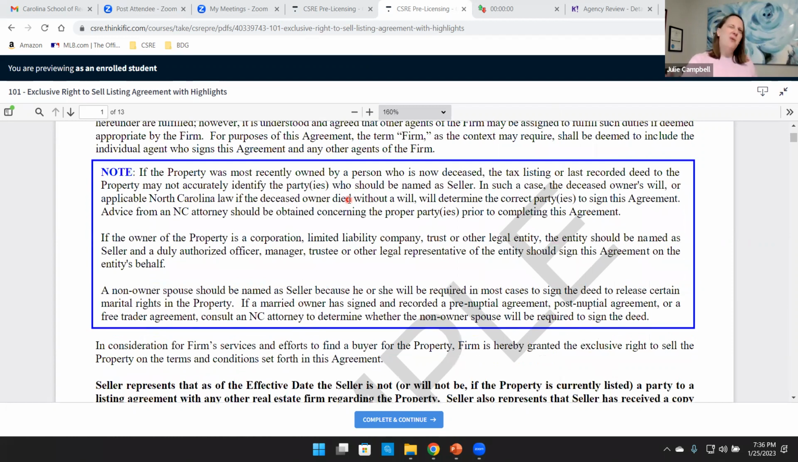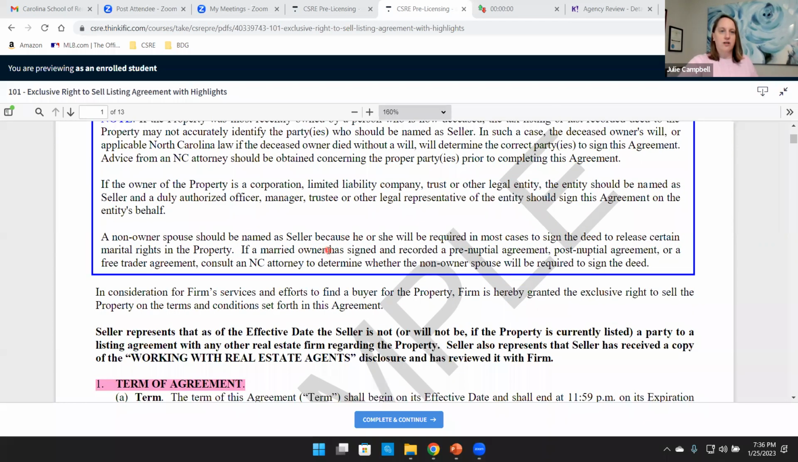This blue note, probably about 8-10 years ago, they added blue notes and red warnings in our forms, meant to pop out, meant to attract our eyes. So this is just talking about if you are going to list an estate or if it's a business or an entity. It just gives you a little bit more information. Most of these say call an attorney.